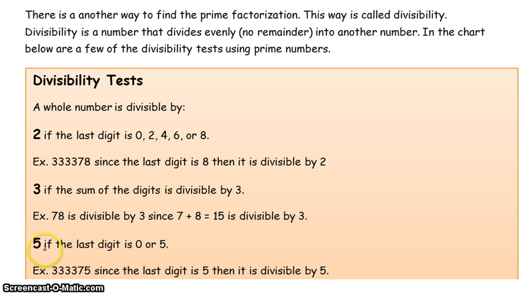Now we come down to number 5. A whole number is divisible by 5 if the last digit is 0 or 5. So any number that you come in contact with, if the last digit is 0 or the last digit is 5, it is divisible by 5. So we have 333,375. Since the last digit is 5, then it is divisible by 5.